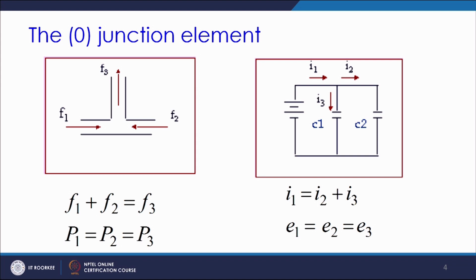Likewise, we can have a look at this simple electrical circuit, a parallel circuit. Here you see that the current I1 is getting bifurcated into I2 and I3. So here I1 is equal to I2 plus I3, and voltages are going to be the same across the source and these two capacitors. So E1 is equal to E2 is equal to E3, and here you have the summation of the flows. So this is how the zero junction element can be represented.